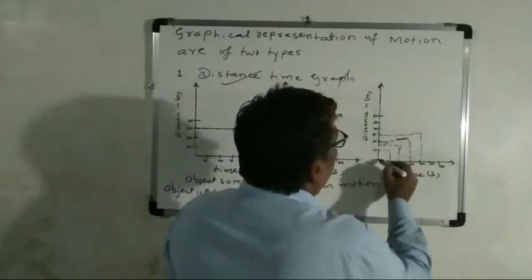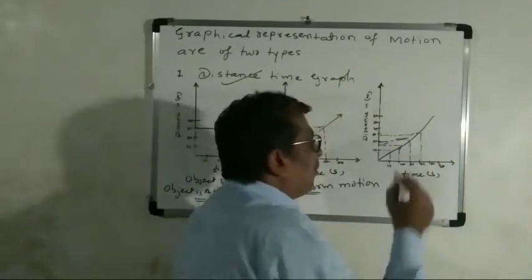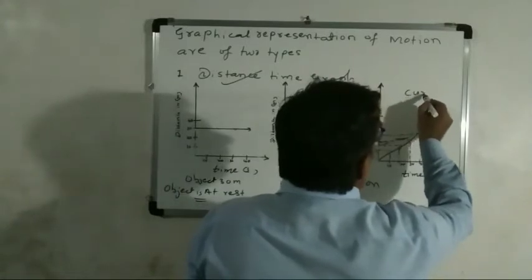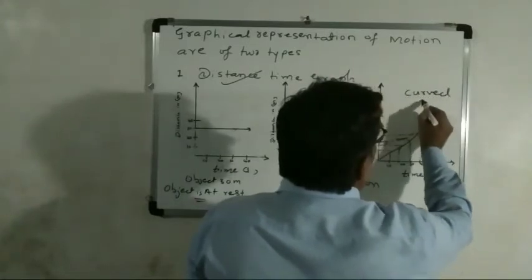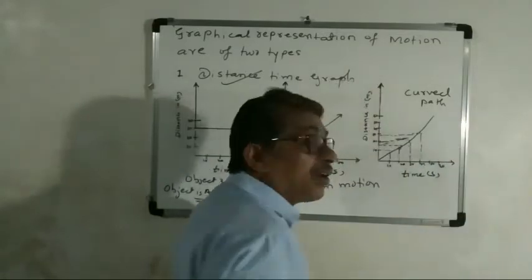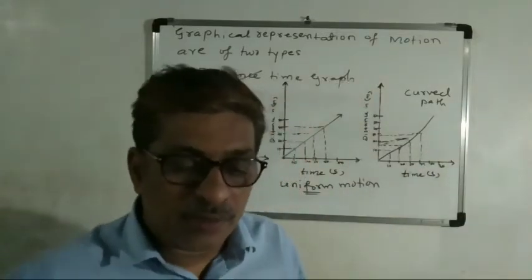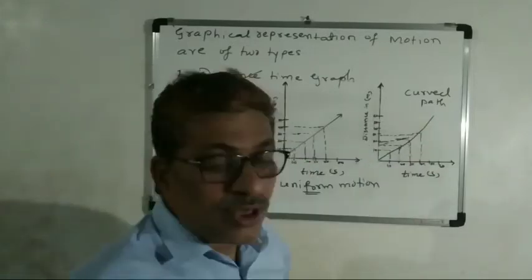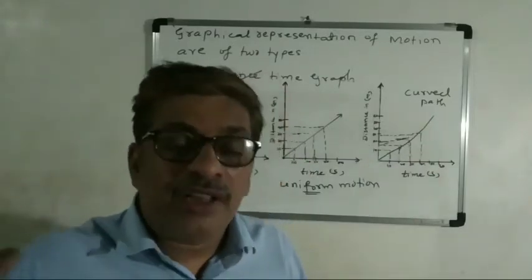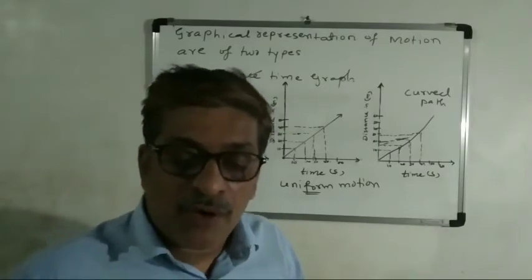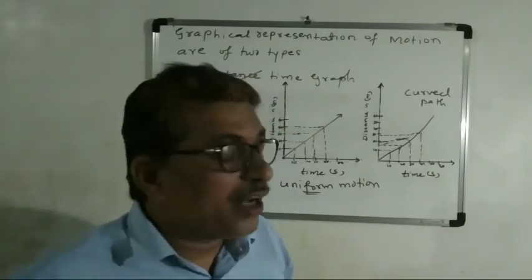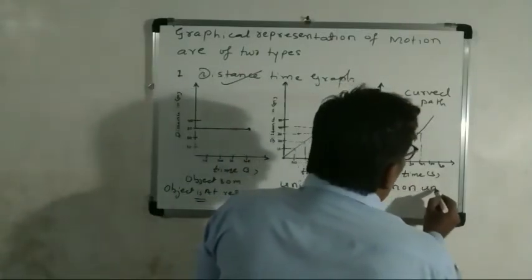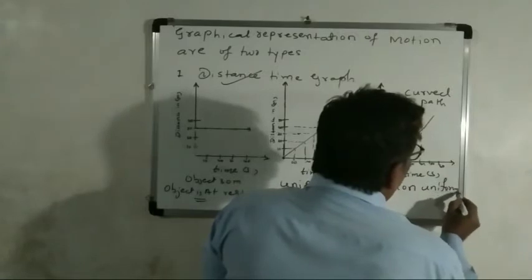So what you got? Now the graph you got is like this, a curved line path. Such a graph, if you draw these points, a curved line graph or curved path, is said to be non-uniform motion.